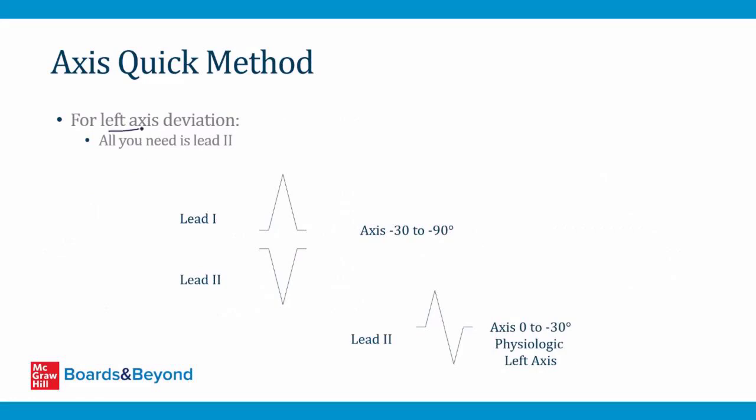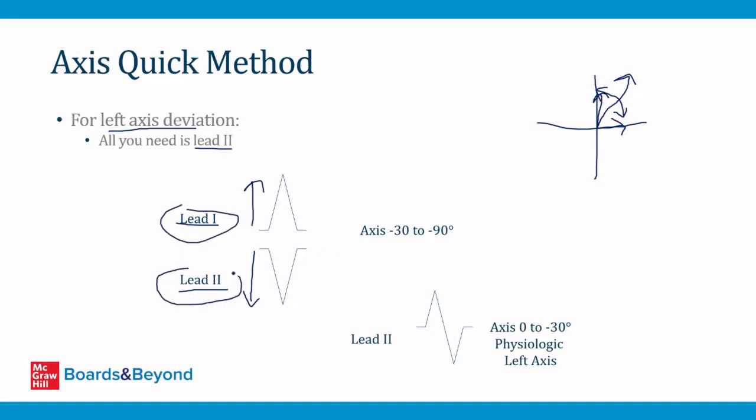If you want to know whether there's left axis deviation, all you need to do is look at lead 2. When there's left axis deviation, lead 2 will be negative, like what's shown here. Lead 1 will still be positive, like under normal circumstances. So if you remember our little plus sign from before, positive lead 1 pushes us out in this direction. A negative lead 2 pushes us up in this direction. So when you have a negative lead 2 and a positive lead 1, QRS axis is going to be somewhere up here. And remember, anything from minus 30 all the way to minus 90 is left axis deviation. So what this means is when you have lead 1 like this and lead 2 like this, you are very leftward and definitely have a left axis deviation.